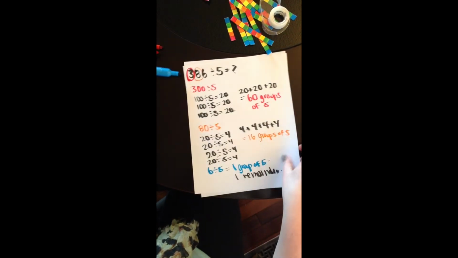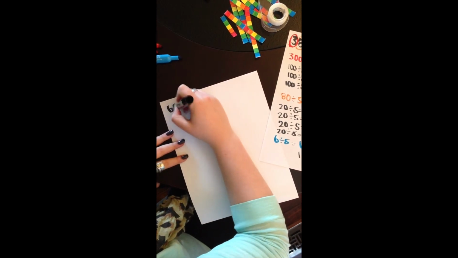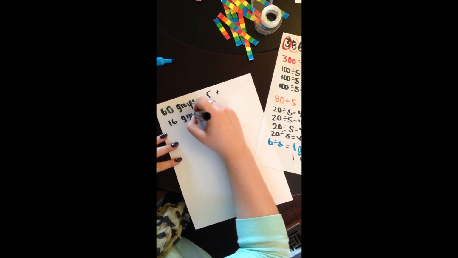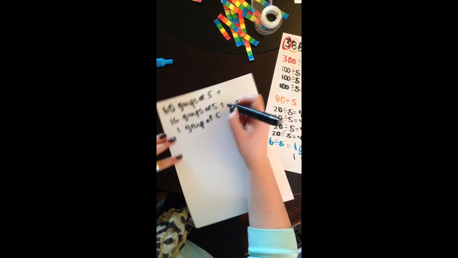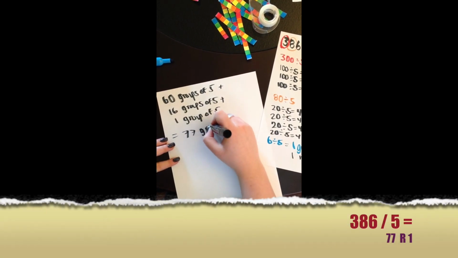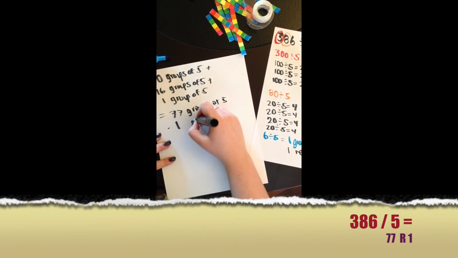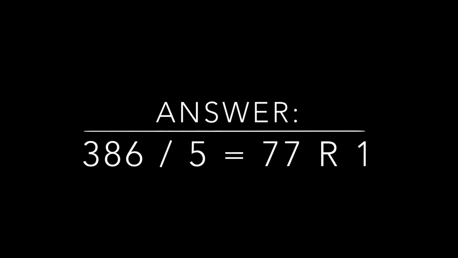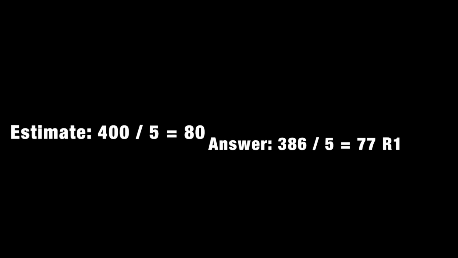The next step of this question is to put all of this knowledge together. So what they will do is they will do the 60 groups of 5 plus 16 groups of 5 plus one group of 5, which equals 77 groups of 5 in total in 386 plus one remainder. So in comparison of my estimate, which was 80, to my answer, which was 77 remainder 1, I got answers that were very close to each other. Naturally, the answer was a little bit less than 80 because we had rounded up for the dividend.